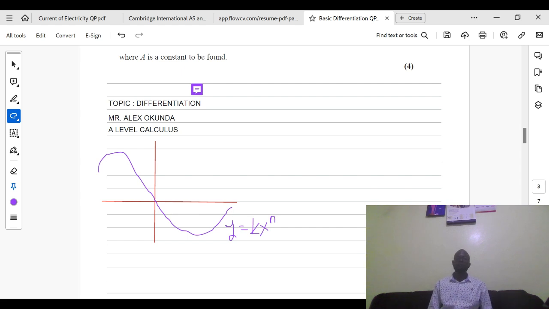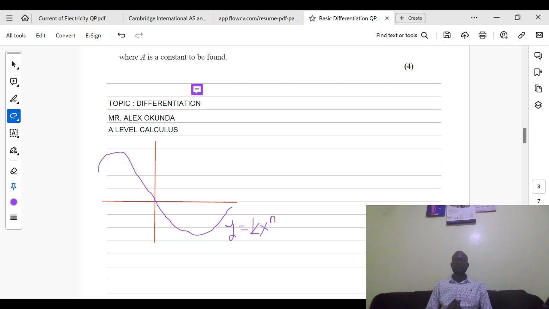So we shall be introducing ourselves to the general rule for differentiating, and then we also look at how to differentiate a function which has more than two terms, and then we look at how to find the coordinates of the stationary point and how to find the nature of the stationary point.